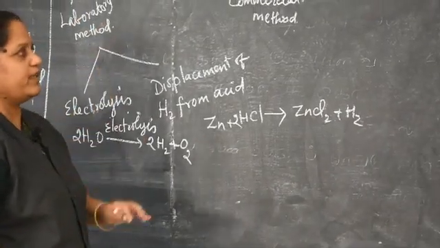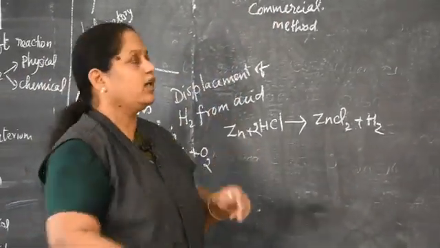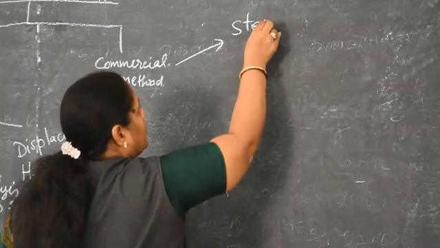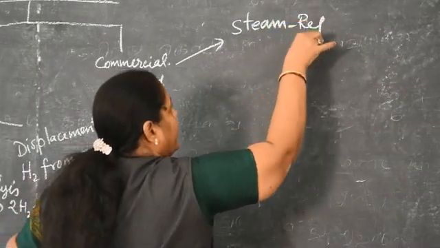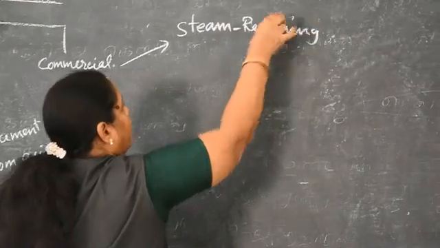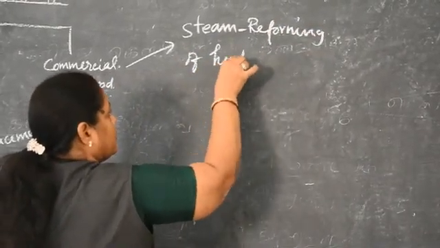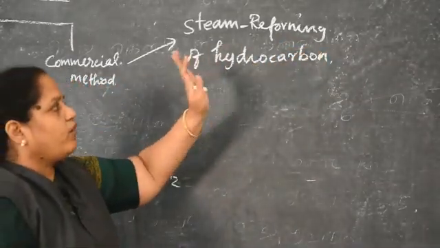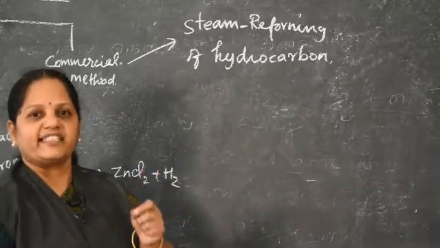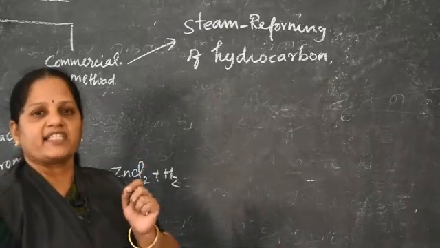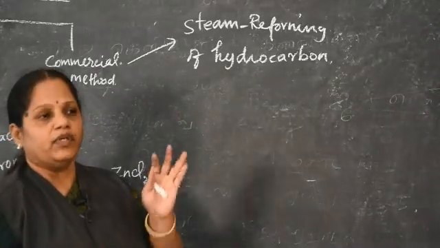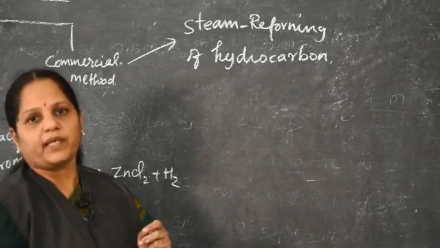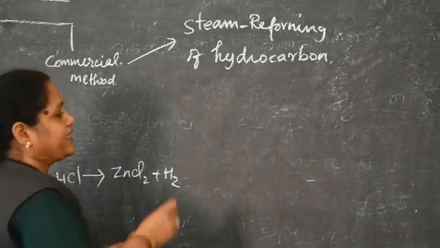These are laboratory methods. What about the commercial method? One type is steam reforming of hydrocarbon. Hydrocarbon such as methane gas is mixed with steam at 800 to 900 degrees Celsius and 30 atmospheric pressure in the presence of nickel catalyst.